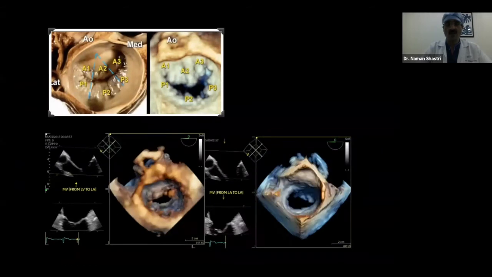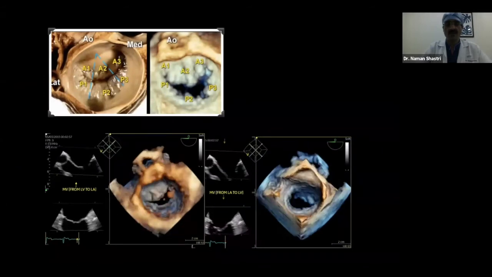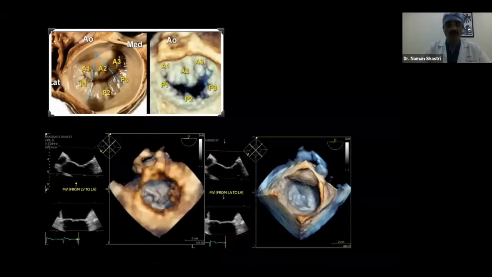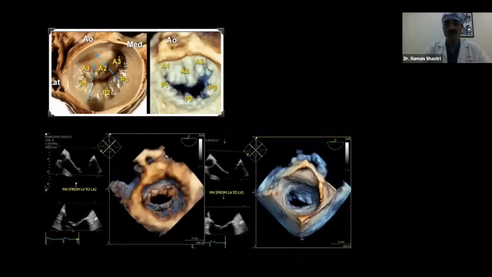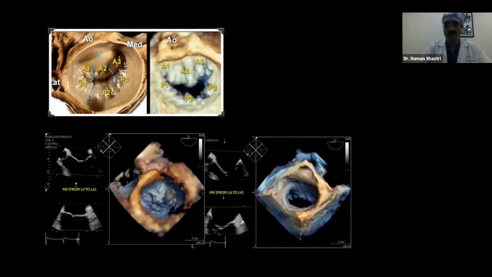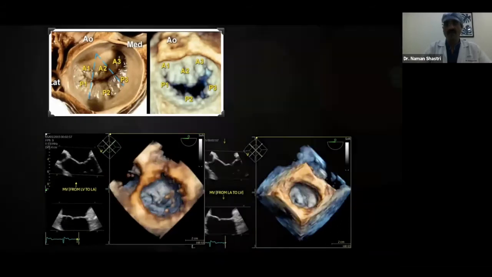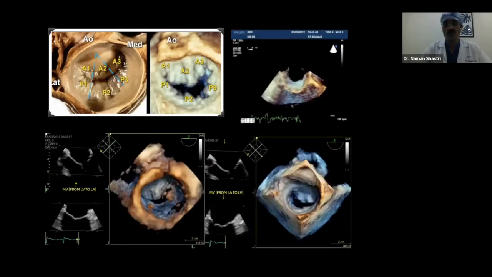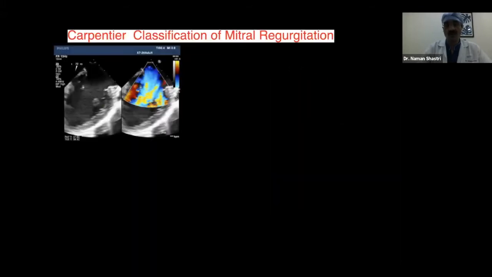the aortic valve has a 12 o'clock position, the anterior mitral leaflet is up, and the PML is down. The view from the LV to LA is also very important from the apex, which I'll come to later on, as it also gives some ideas about the assessment of the annulus. Very nicely, the saddle-shaped annulus you can see, and the aortomitral angle can also be seen very well.